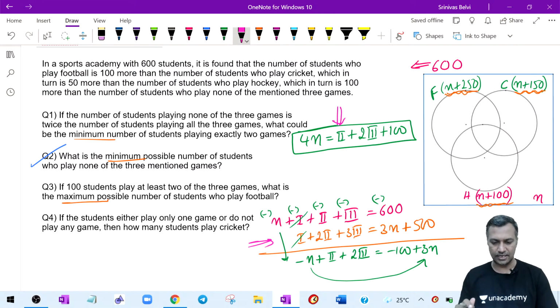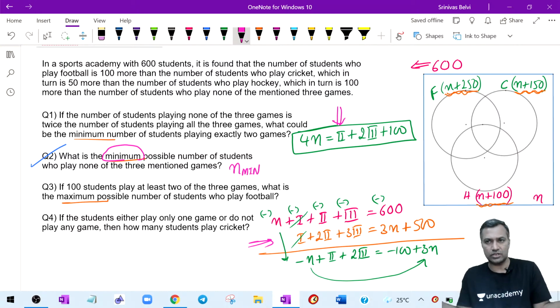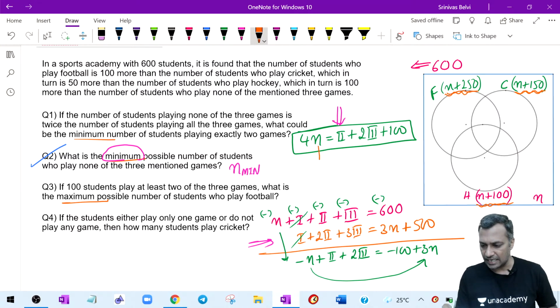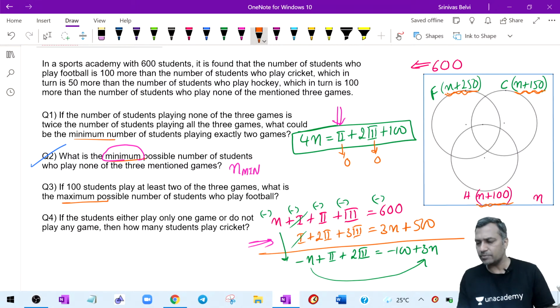Let's build that understanding. What is the minimum possible number of students who play none of the 3 mentioned games? What is being asked here? The minimum possible number of students who play none of the mentioned games. What is the minimum value of n? That is what the author is questioning. You want the minima, so put this 0. Put this also 0. Why can't it be 0? It can be 0. What is wrong in filling these numbers with 0? You can fill them.